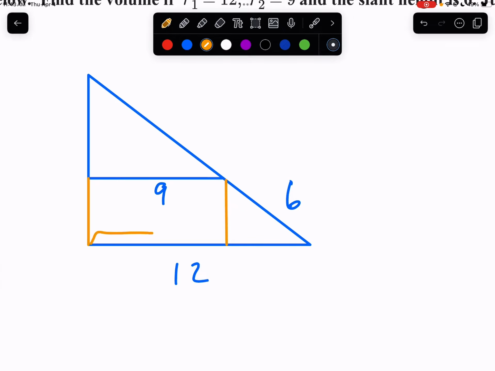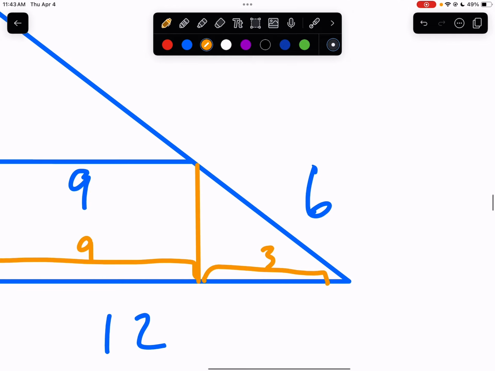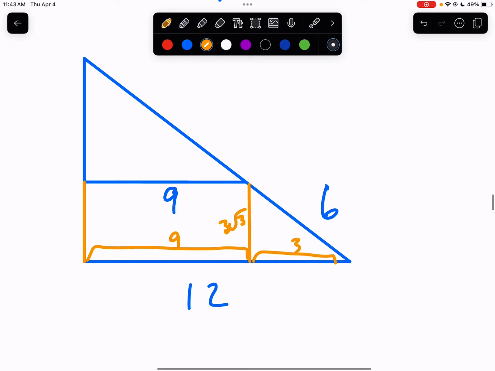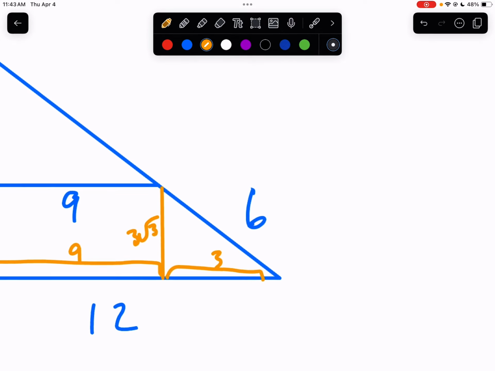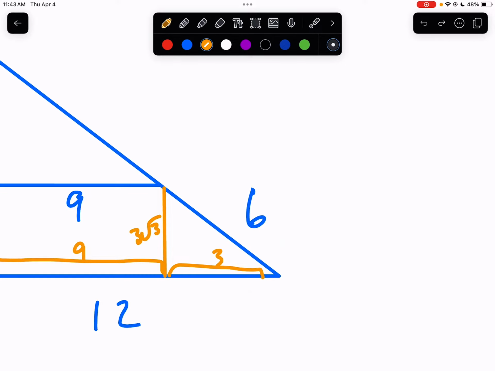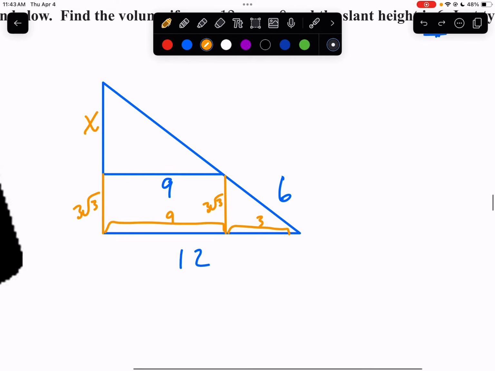Well, if this much of it is 9, then this much would have to be 3. If you got a good eye, 6 divided by 2 is 3. That means this number has to be 3 root 3. So the height here is going to be 3 root 3. It has to. It must. And I'm going to call this part x. If you don't know that that's 3 root 3, then do Pythagorean theorem on 6 and 3. I promise you're going to be excited when you find out I'm right. It's 3 root 3. So then we do proportions.